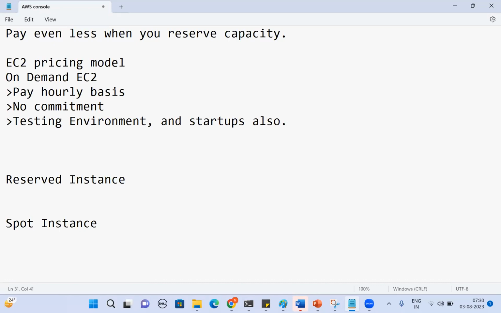Okay, so here the payment for on-demand EC2 is on an hourly basis and there is no commitment. No commitment means you don't have to use it for 1 year or 6 months or something like that. As long as you want to use it, you power on the EC2 instance. Once your work is done, you can power off this EC2 instance, by which your billing will stop.